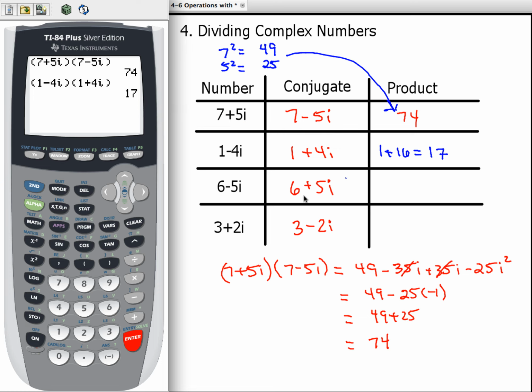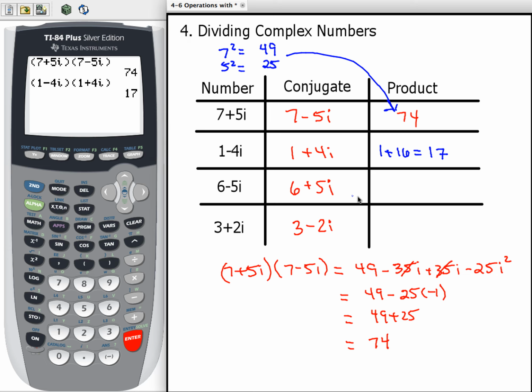6 minus 5i times 6 plus 5i. By now I think you guys might have this patterned out. 6 squared, well that's 36. And 5 squared, that's 25. If I were to add those together, 36 plus 25, I get 61. Check it on a calculator.